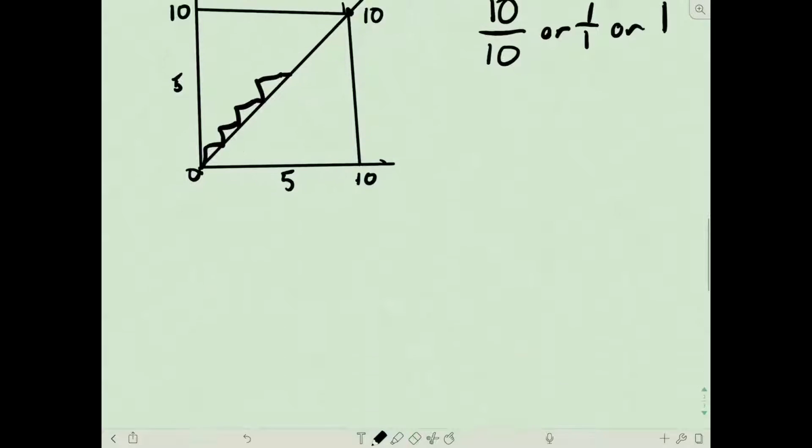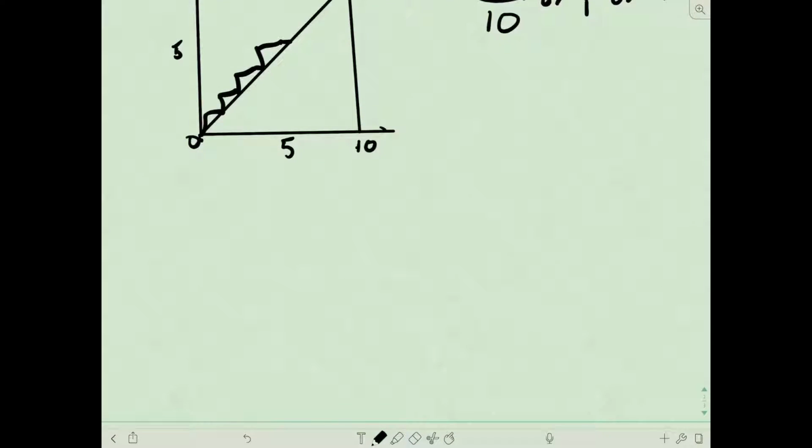Alright, let's look at maybe just making up a slope and then seeing what it would look like on the graph. Let's make up a slope of, let's say, 1/2. So, first of all, what does that mean? 1 over 2. We know it's positive, so we know it's kind of going up this direction.